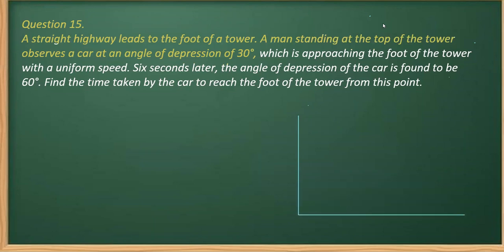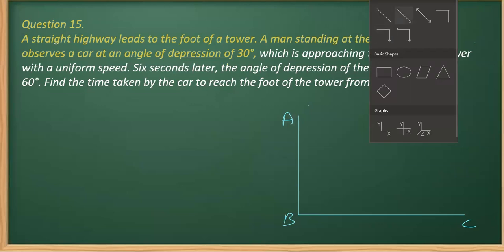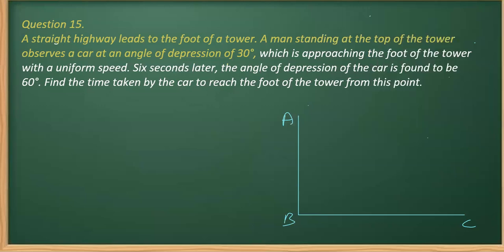Let's say AB is the tower and C is a point where there is a car, right? And the angle of depression formed here is 30 degrees. So let's make a horizontal so as to make an angle of depression. Let's join A with C first, and this angle is mentioned as 30 degrees.